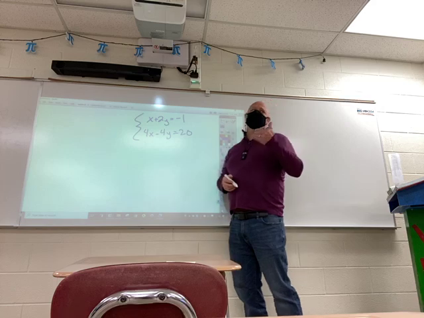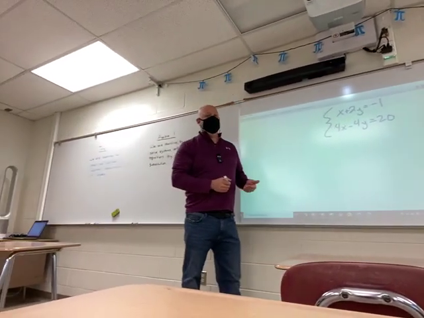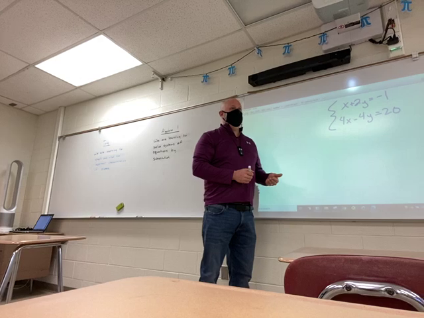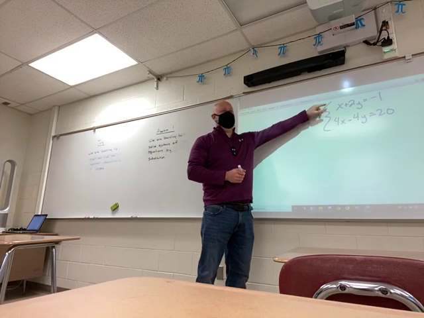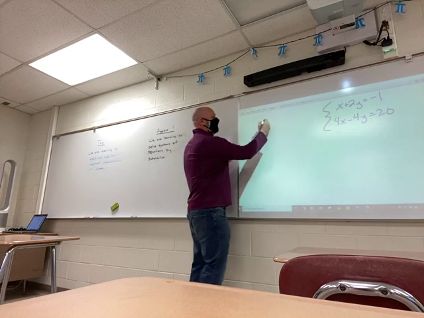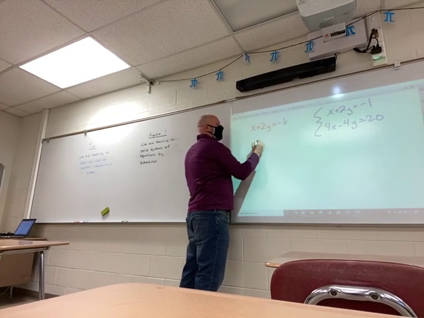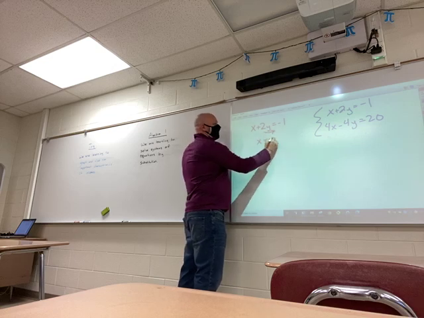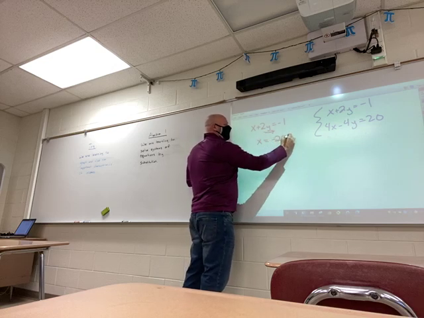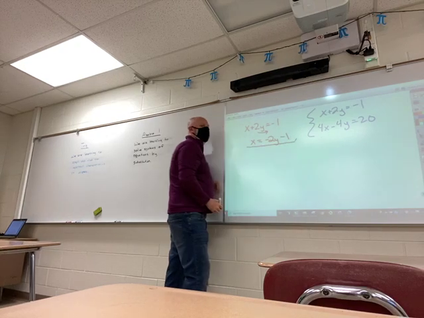Which equation and which variable should I start with for this one? First equation for x, because it's easy to get the x by itself. So if x plus 2y equals negative 1, all you got to do is move that 2y to the other side so it becomes negative 2y. The negative 1's already over there. So I got the x by itself.